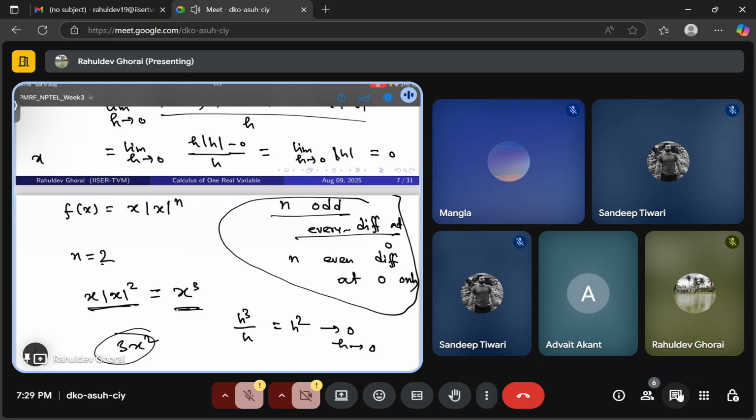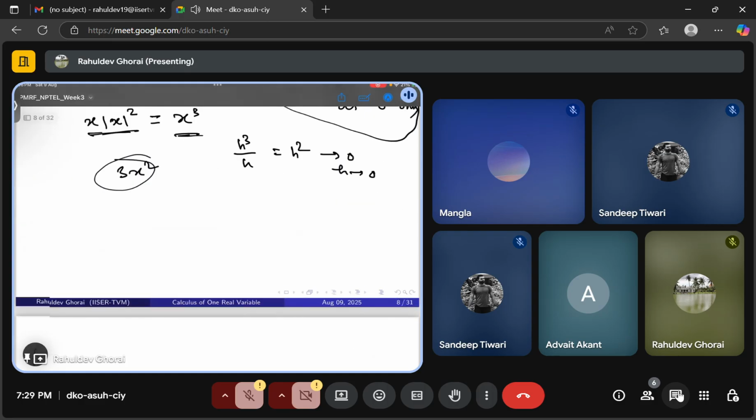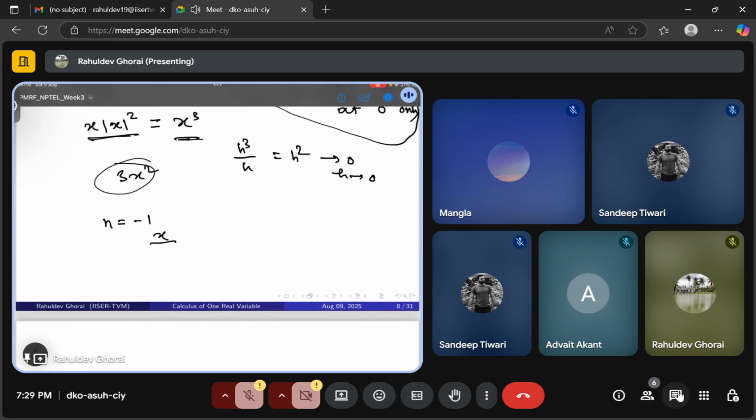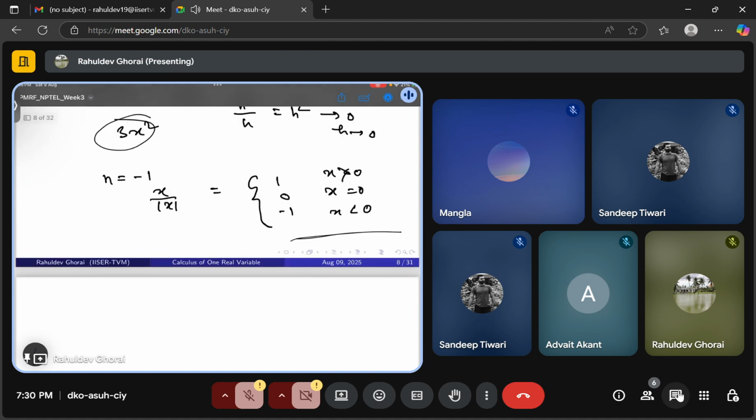Yes, n is negative. Then my problem will be, if n is equal to -1, you take that, it will be x over mod x. I think that is not even continuous. So forget about differentiability, right? It's not even continuous. So this is 1 and -1, and you have to define it at x equal to 0, maybe let's say 0. For x greater than 0 and x less than 0, so this is not continuous. Not continuous implies not differentiable.